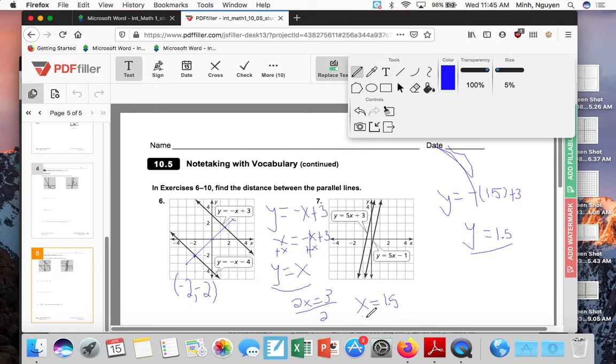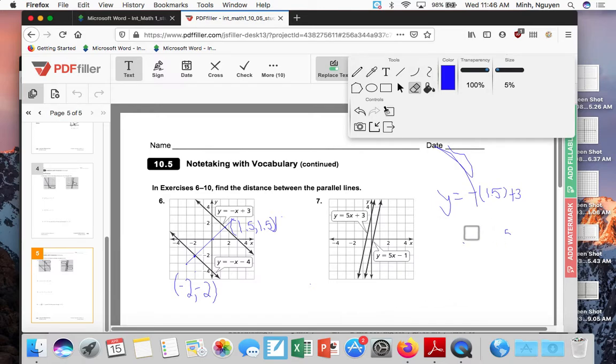Anyways, so we have the point 1.5, 1.5. The last thing to do is find the distance between these two points, so I'm going to use these 2 points and use the distance formula to find the distance. So I have -2, -2, and 1.5, 1.5. Then you would just use the distance formula.